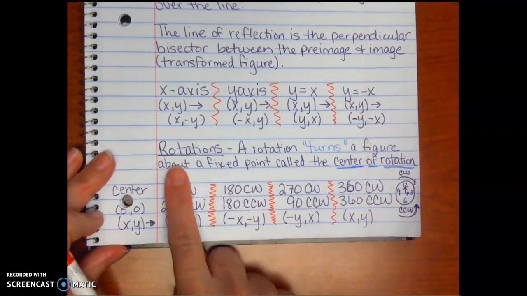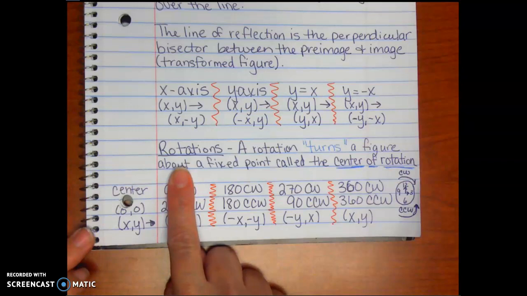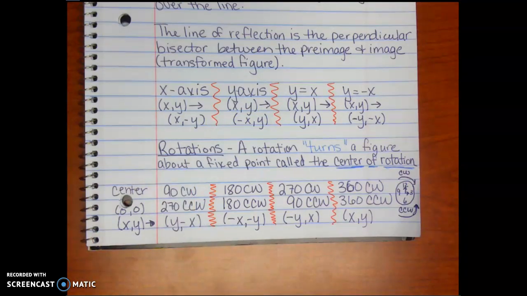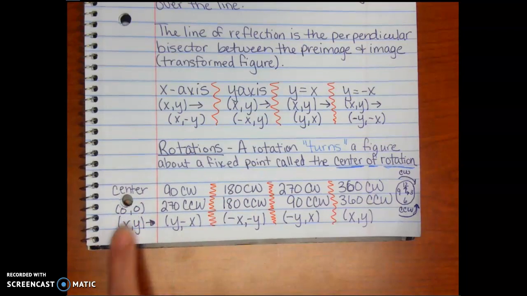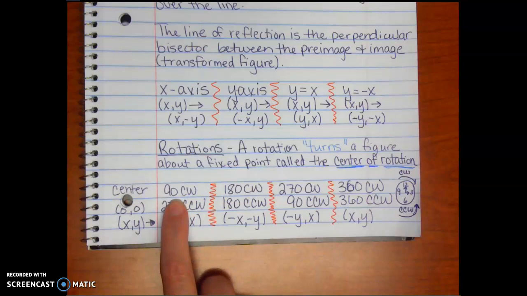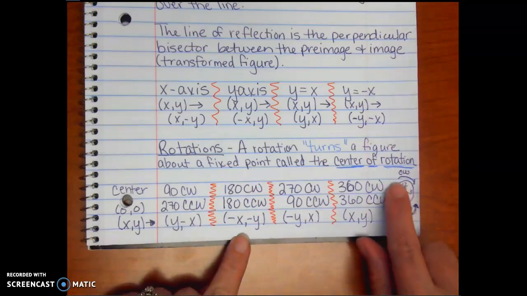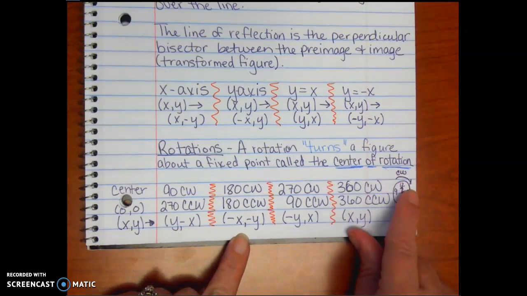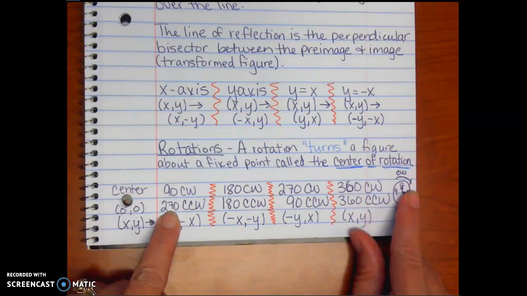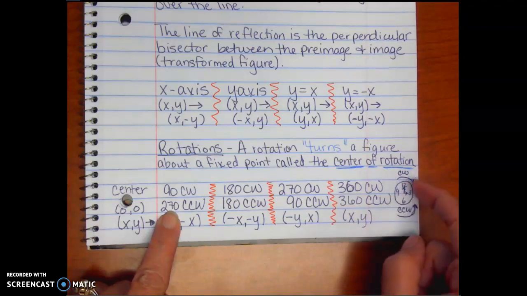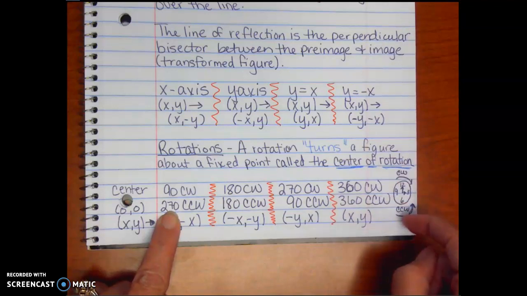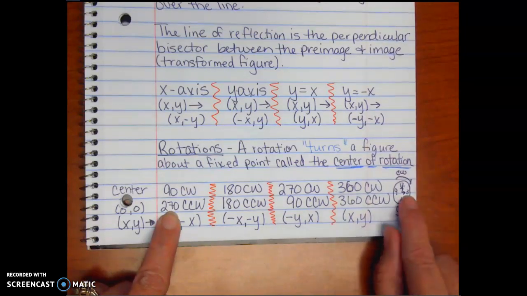So we're down here at rotations, and a rotation turns a figure about a fixed point called a center of rotation. If our center is 0, 0, then we could have the following mappings. So if we have a 90-degree clockwise turn, and if I bring your attention over to my little clock here, clockwise would be going in the same direction as a clock, is the same as a 270-degree counterclockwise turn. So that means I'm going the opposite direction, and 270 degrees would be at the 3.